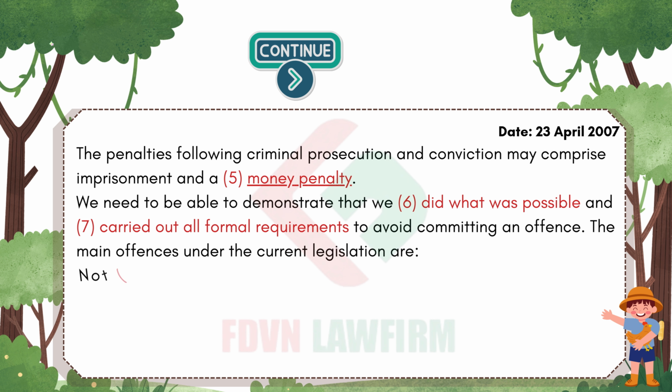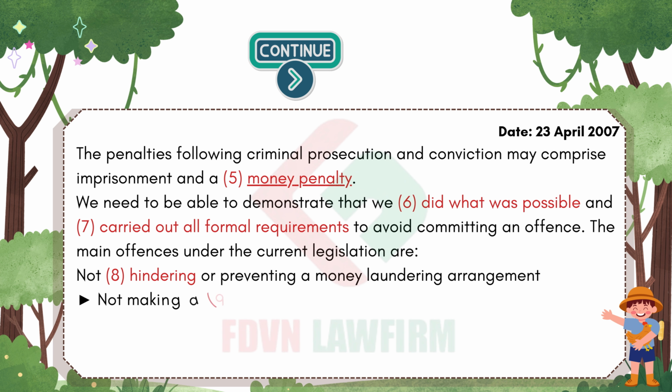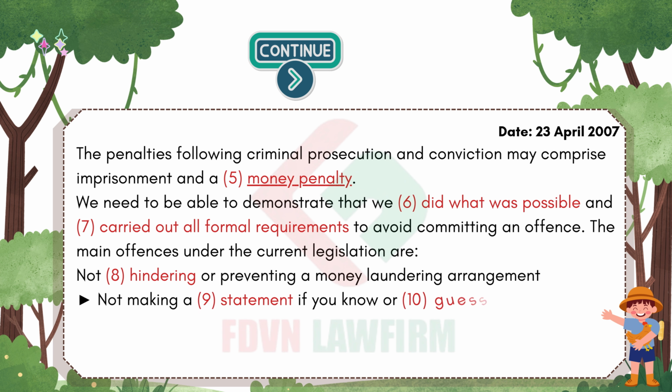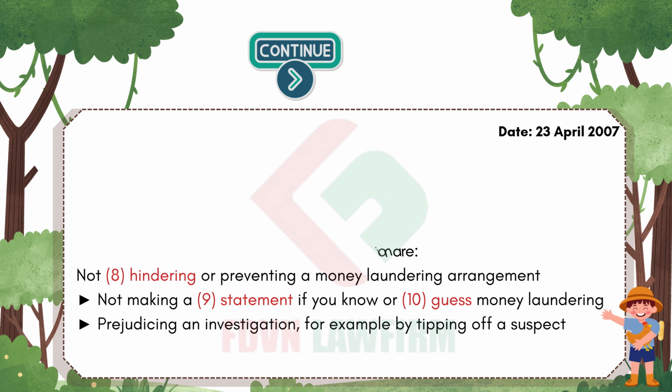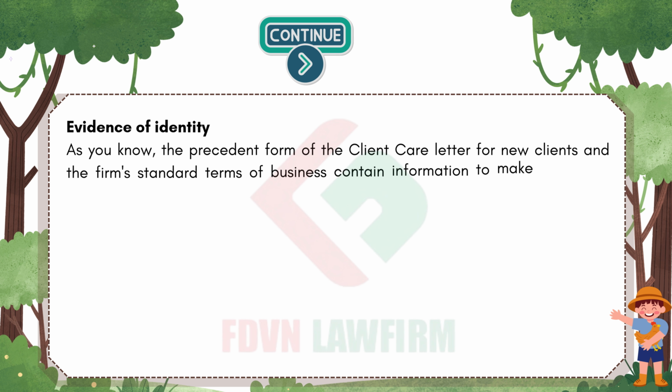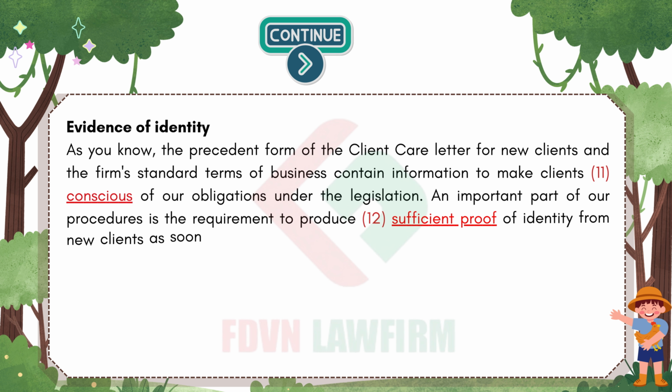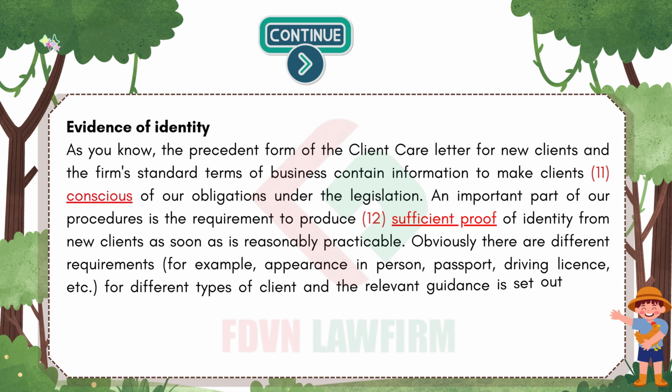The main offenses under the current legislation are not 8. hindering or preventing a money laundering arrangement, not making a 9. statement if you know or 10. guess money laundering, and prejudicing an investigation, for example by tipping off a suspect. Evidence of identity. As you know, the precedent form of the client care letter for new clients and the firm's standard terms of business contain information to make clients 11. conscious of our obligations under the legislation.